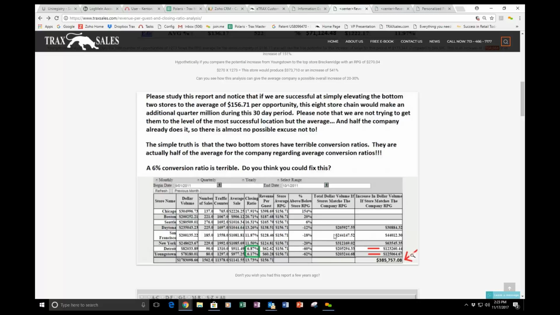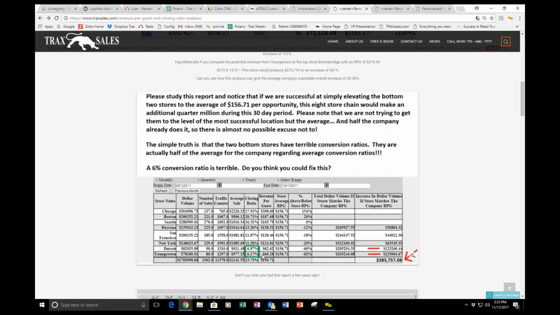And now, let's focus on, there's Youngstown again. I love that town. And it shows us that Youngstown lost $125,000 for this period, and Detroit lost $123,000. This particular company lost $250,000 with these two stores, or $385,000 in a period of a month, because the revenue per guest was so far off.